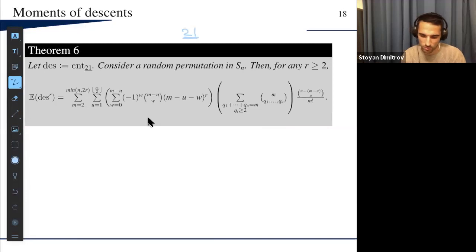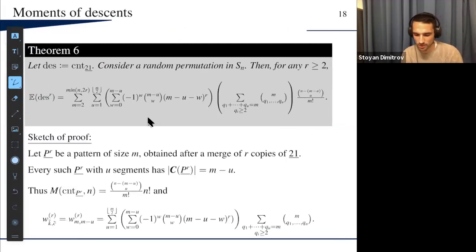And basically, the way we proved it is, again, by relying on this corollary. And we just found these numbers with some inclusion-exclusion arguments. So we just considered the possible merges of r copies of this simple pattern.